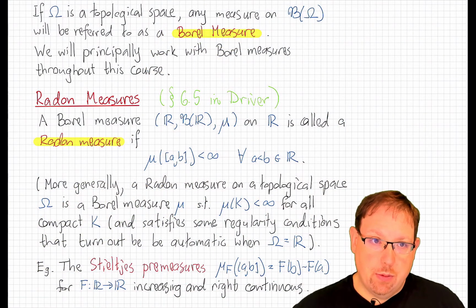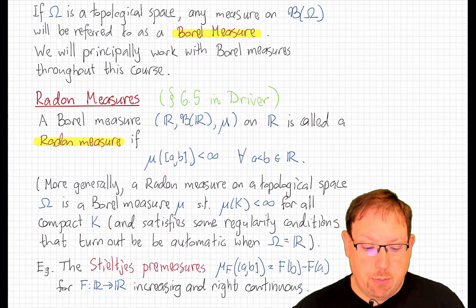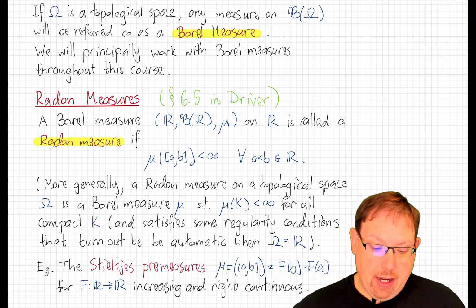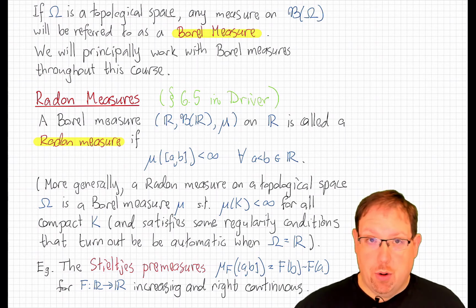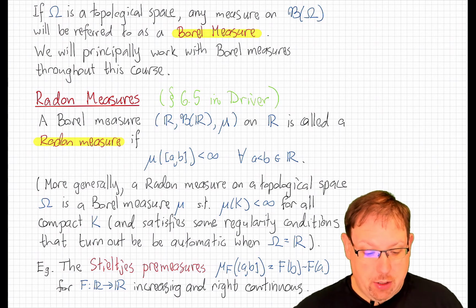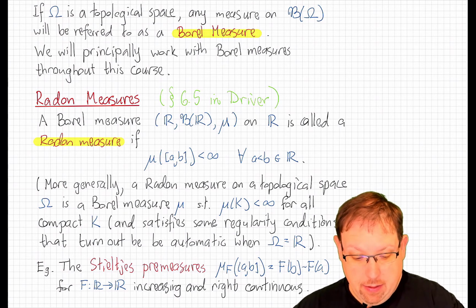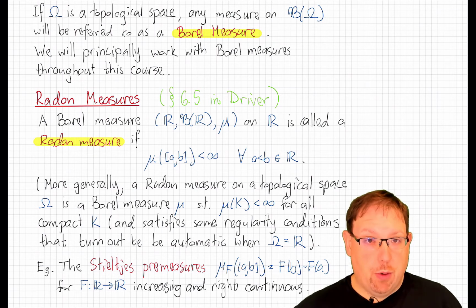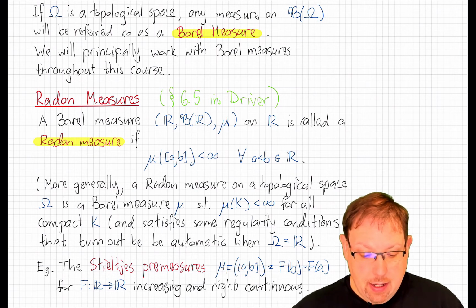In this course, we will principally be interested in the Borel sigma field as our basic sigma field for probability measures on the real line and more generally on metric spaces. In fact, on the real line, those Borel measures can be characterized very nicely, at least those that are locally finite. A Borel measure on the real line is called a Radon measure if it is finite on all compact intervals. Now, more generally, the term Radon measure refers to Borel measures on any topological space that are locally finite.